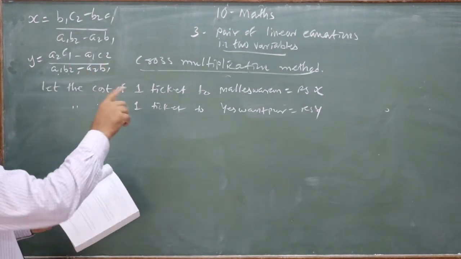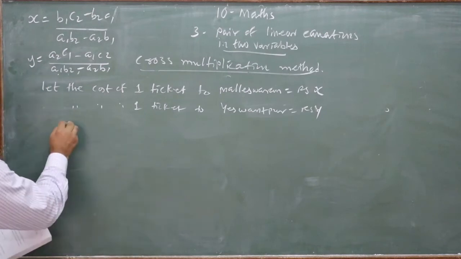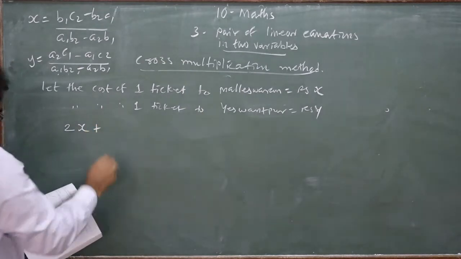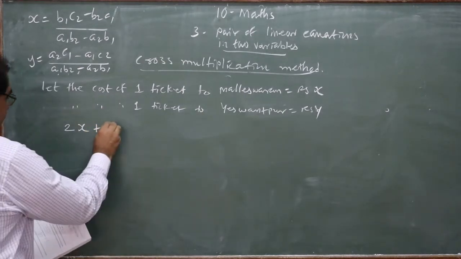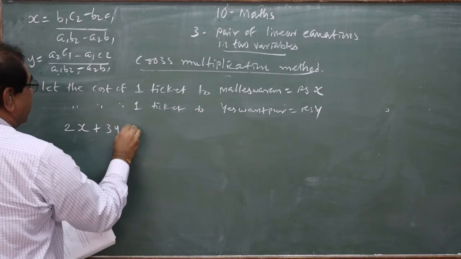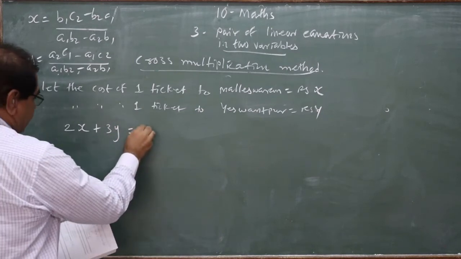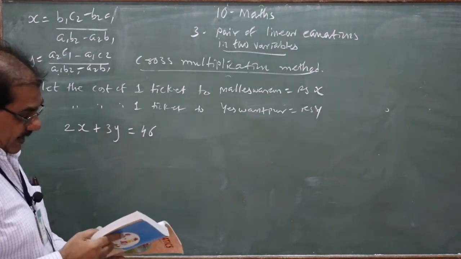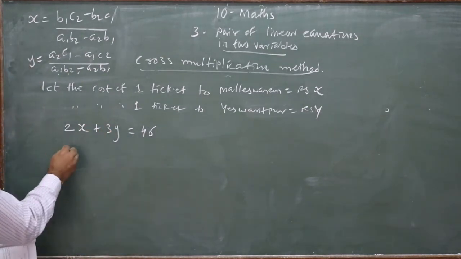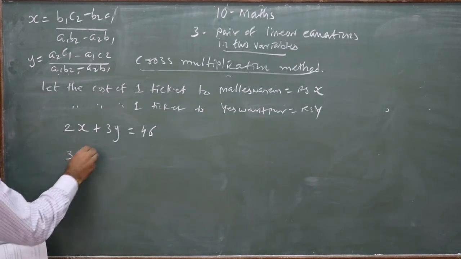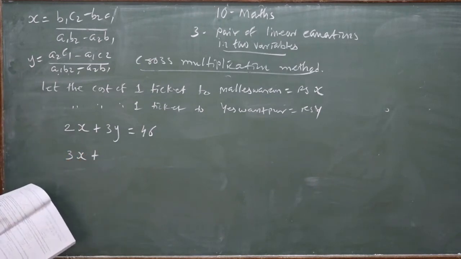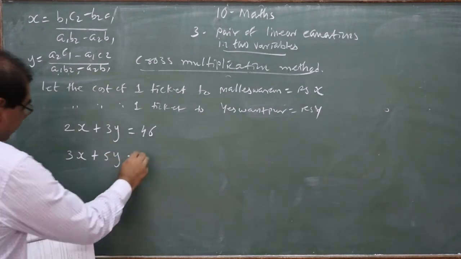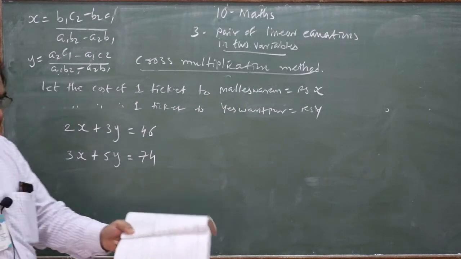So how many tickets to Malleswaram? 2 tickets. So 2 into X, 2 tickets of Malleswaram plus 3 tickets of Yeshwantpur, and total cost is rupees 46. It is your first equation. But if we buy 3 tickets to Malleswaram plus 5 tickets to Yeshwantpur, the cost goes to rupees 74. So these are your 2 equations.